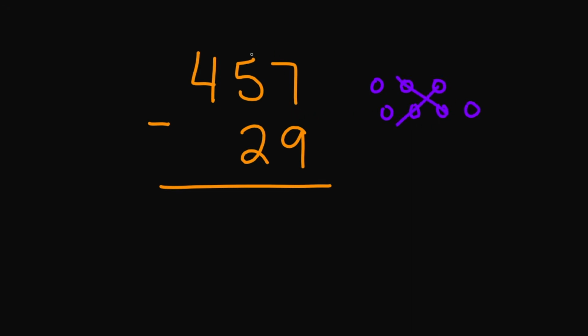I'm going to borrow from the tens place. This 5 is going to become a 4. This 7 is going to become a 17. Now I can subtract my problem. So now I have 17 minus 9. That's going to give us 8.